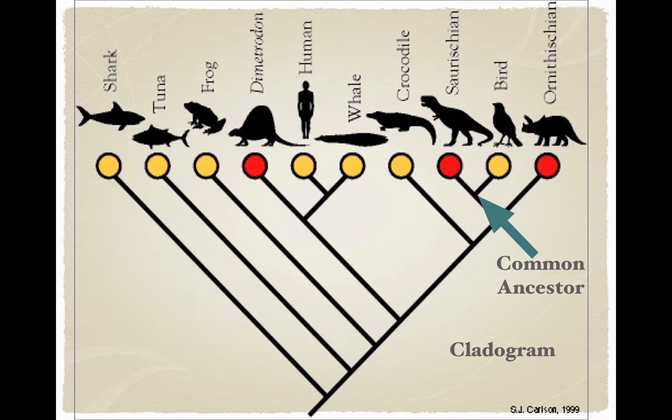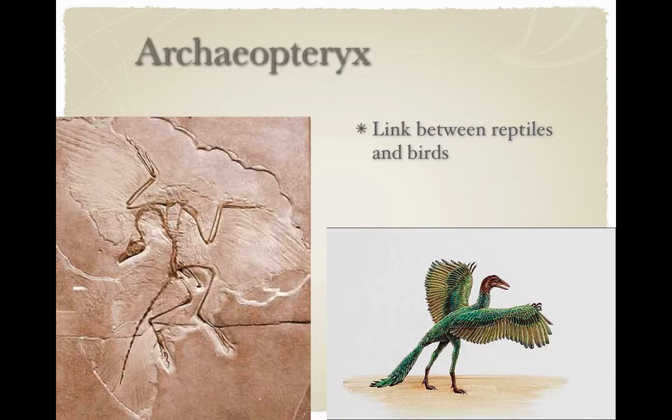Where this arrow is pointing would be a common ancestor between the Saurischian dinosaurs and birds. Scientists believe that this species, the Archaeopteryx, is one of those links between dinosaurs and birds. The picture on the left shows a fossil of Archaeopteryx, and the picture on the right is a diagram of what the Archaeopteryx might have looked like. The Archaeopteryx is believed to have feathers and wings like a bird, making it a likely ancestor.